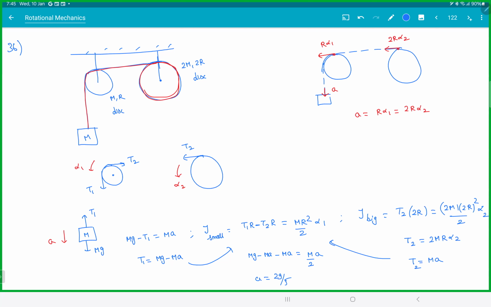Did I mess up somewhere? I wrote 2R alpha 2 as A. 1 plus 1 plus R looks fine. Lakshika, did I mess up or did you mess up? Check it out, because two people got 2g by 7. Even you got, Swastika also got 2g by 7. Aryan and I got 2g by 5. You took the same alpha for both.